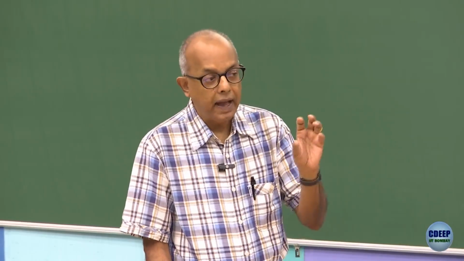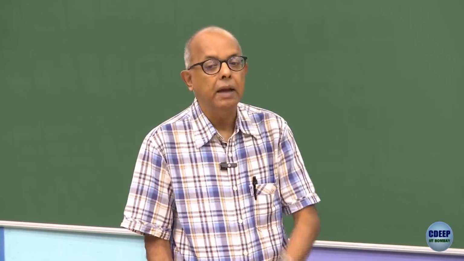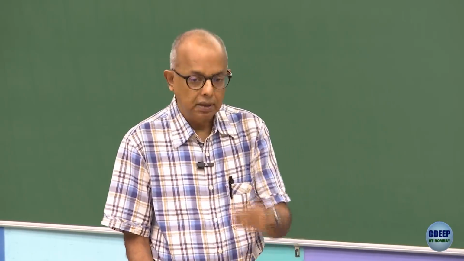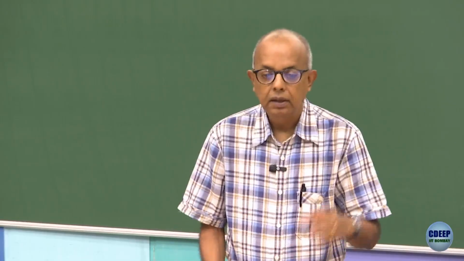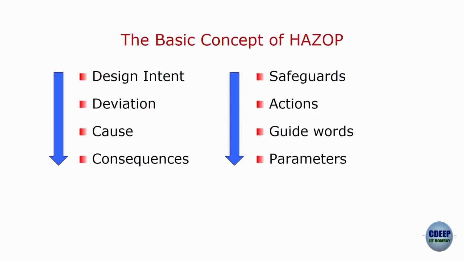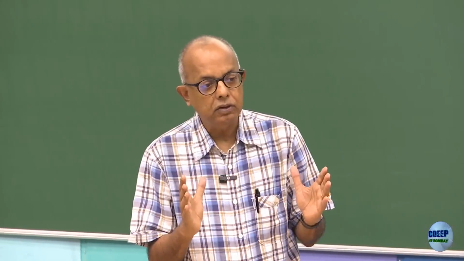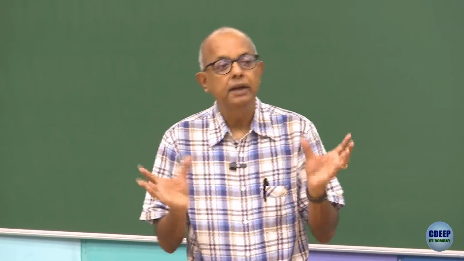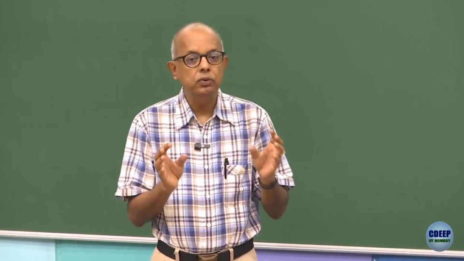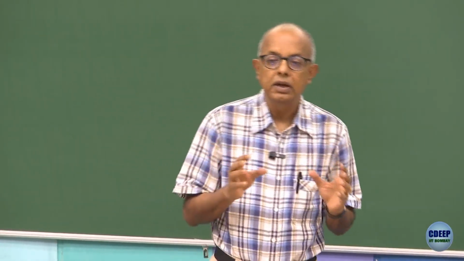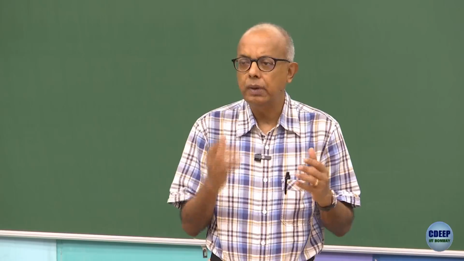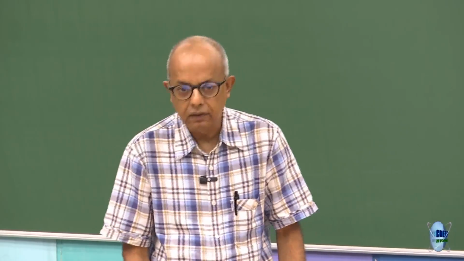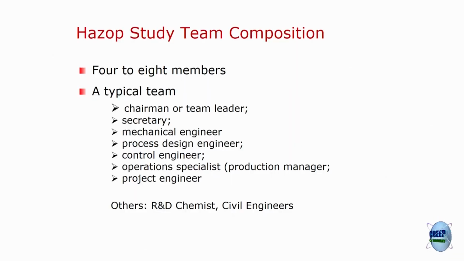Now, how do I generate that deviation? It is by application of guide words, and we will just come to that. Guide words are simply phrases which you add to the actual parameter. When you add this to the parameter, it generates a deviation, a phrase which gives you the likely deviation that is likely to take place. And then you have to brainstorm and find out the causes and consequences. I'll come to the details when we look at an actual case study. This is a typical study composition.